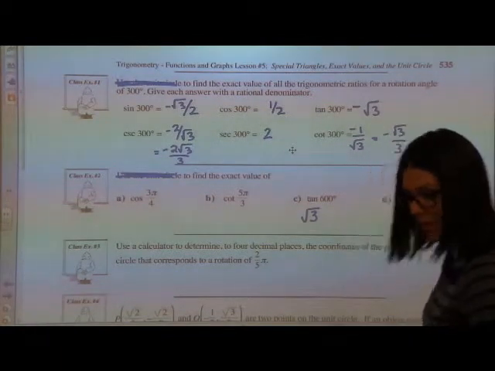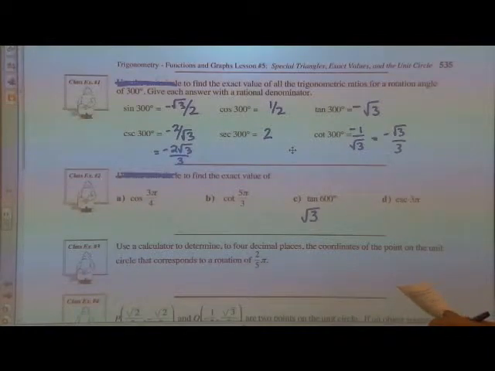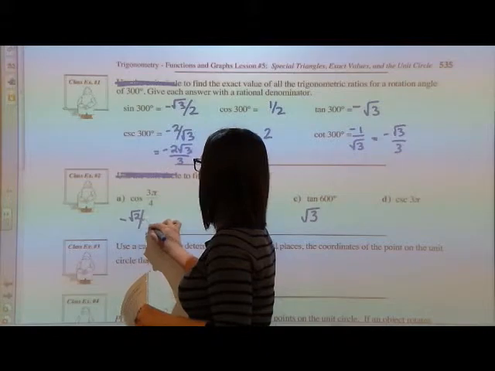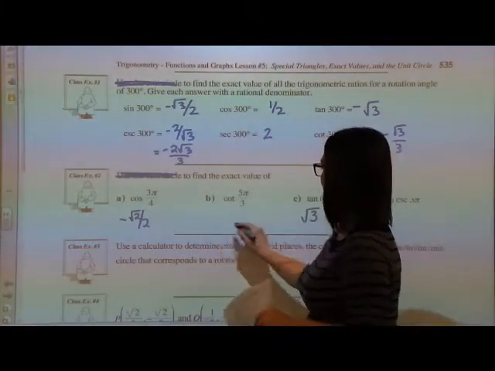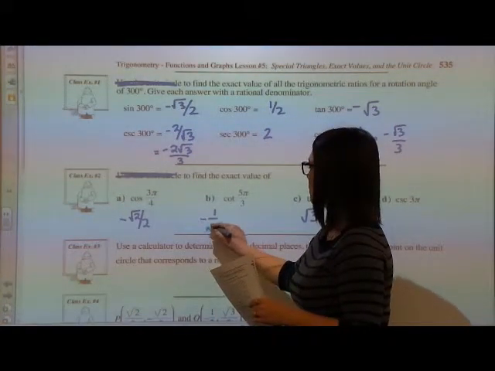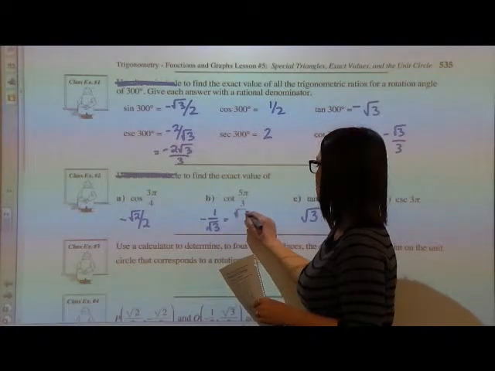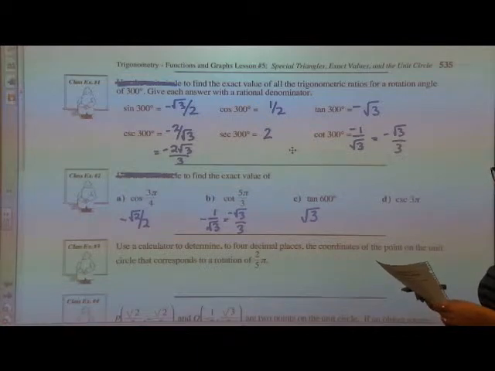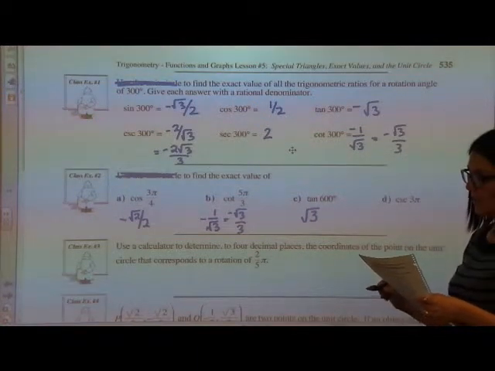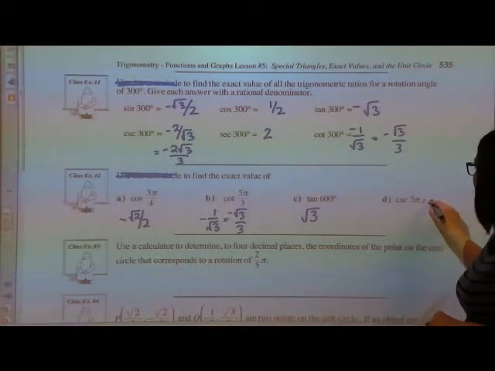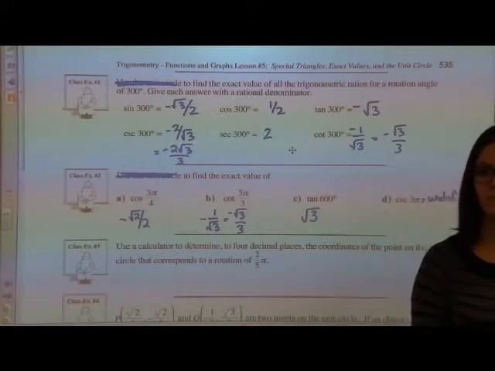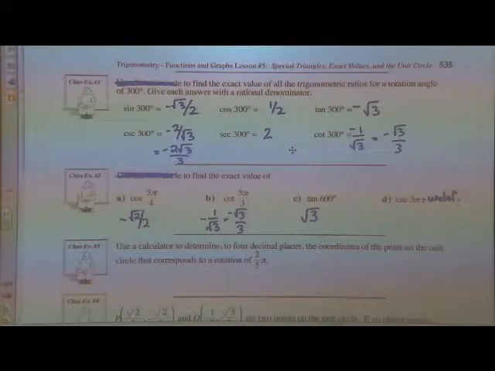And then the next three I would change back into radian mode. And I get negative root 2 over 2. Negative 1 over root 3, which then becomes negative root 3 over 3. And cosecant 3 pi would become undefined, because it's 1 over sine 3 pi, and sine 3 pi is 0.